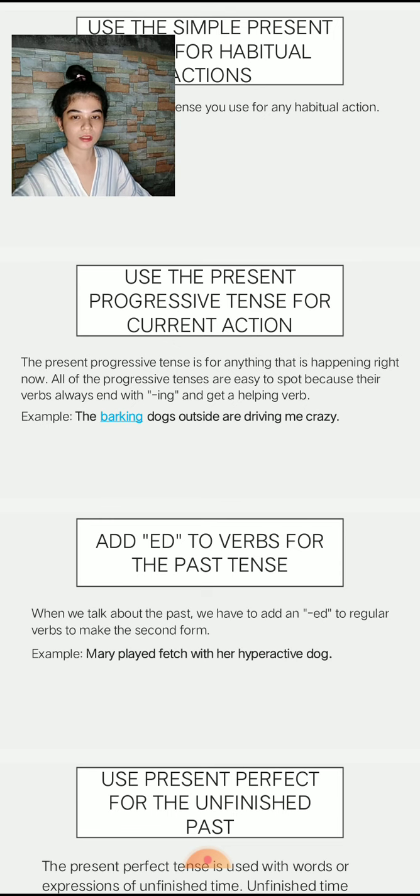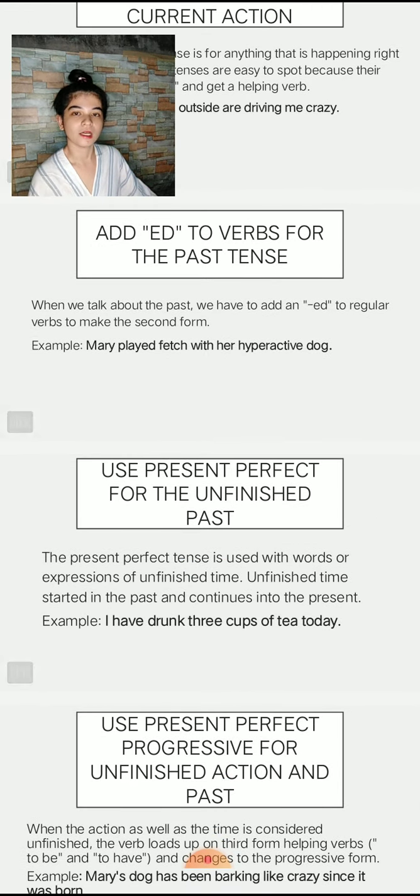So, yon. So, we add ed to the verbs for the past tense. So, in the sentence, kapag nangyari na, we always put ed on the last part. So when we talk about the past, we have to add an ed to regular verbs to make the second form. So yun nga, we should put ed kapag nangyari na yung event na yun or something.